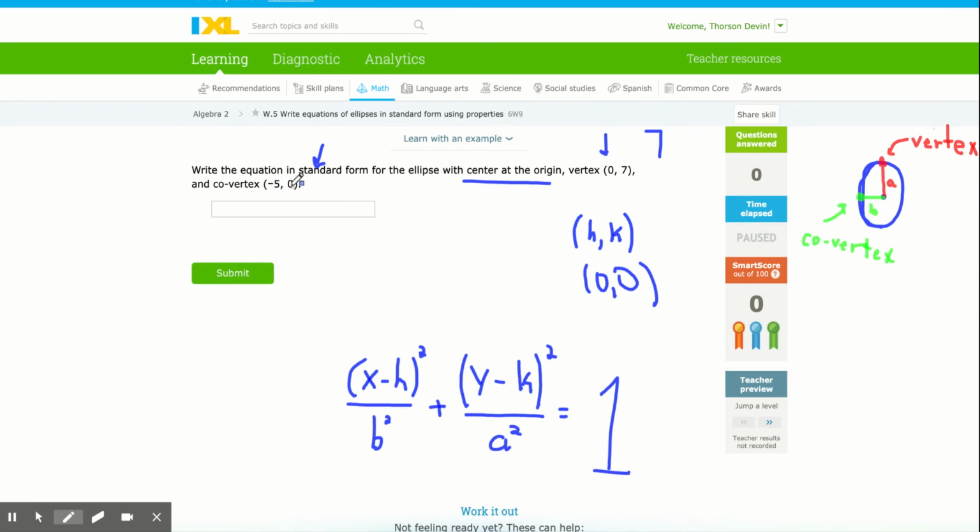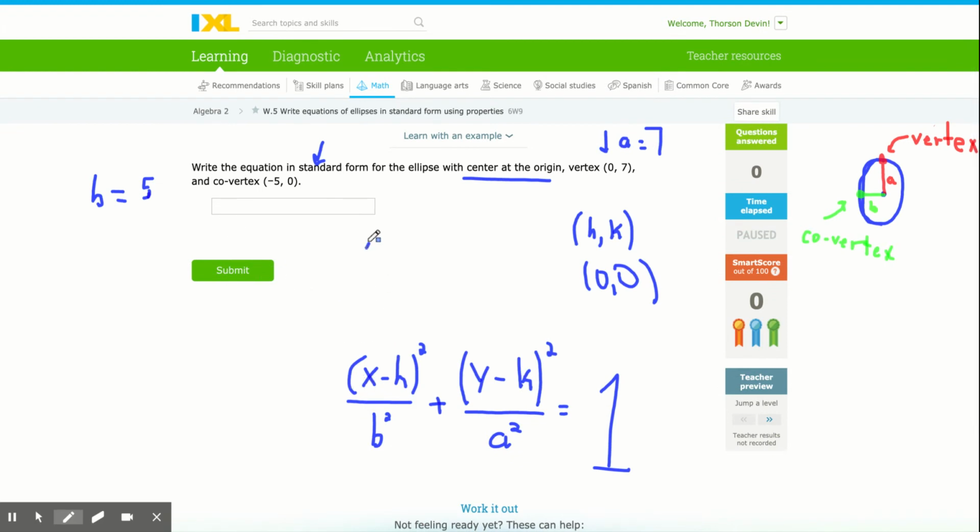My minor axis is going horizontal from -5 through the origin over to 5. And again, half the length of the minor axis is 5. So that's my B value. My B value is 5. My A value is 7. And now I can actually write the equation. It's just going to be x squared, because h is 0, all over 25, because that's half the minor axis squared, plus y squared, all over 49, because that's half the major axis squared, equals 1.